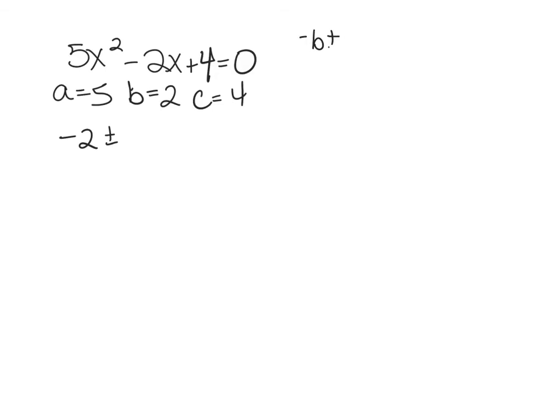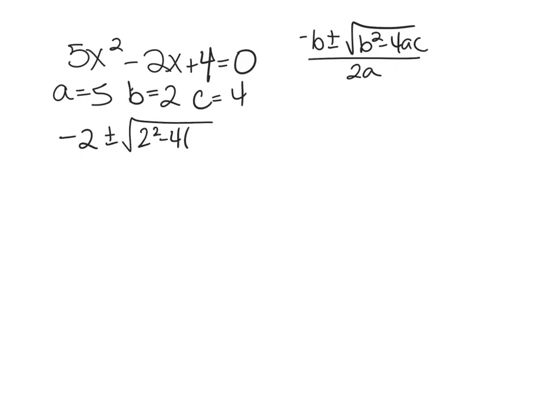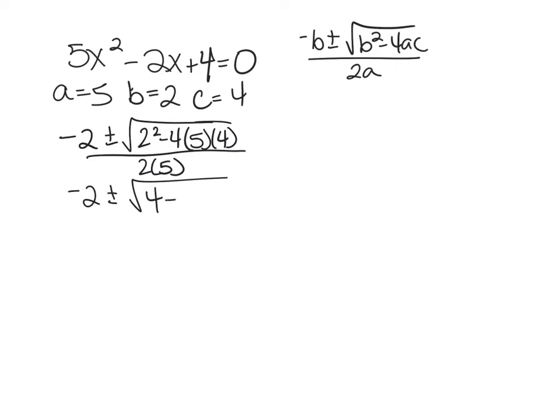I'll write it again. 2 squared minus 4 times 5, that's a, times 4, that's c, all over 2a, which is 2 times 5. So negative 2 plus or minus the square root of 4 minus 20 times 4 is 80 over 10. Negative 2 plus or minus the square root of negative 76 over 10.